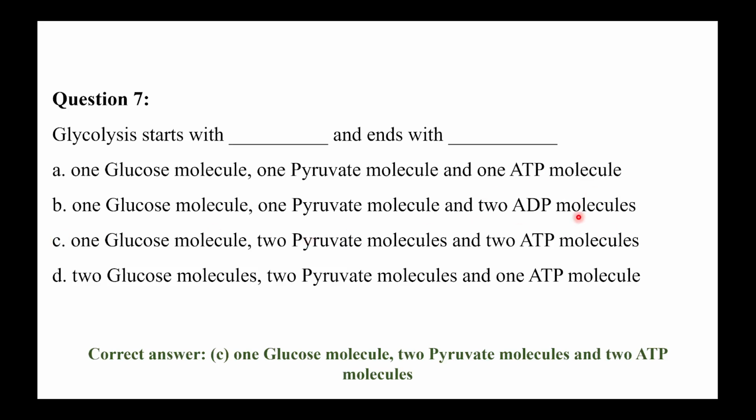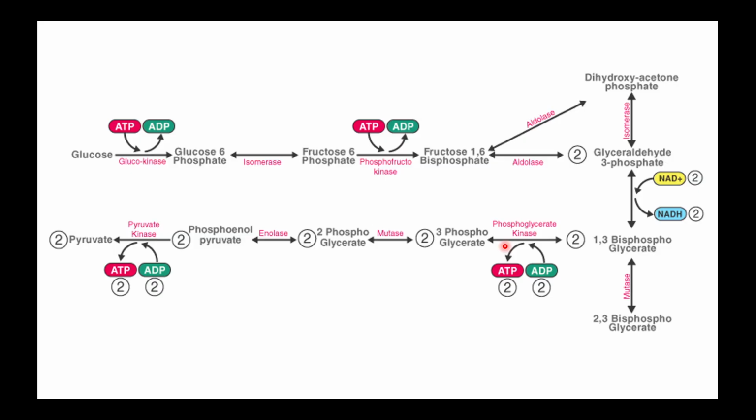Now the question is about the number of ATPs. So I told you there are two ATPs that are utilized in the two phosphorylation steps. One ATP is utilized in the first step where glucose is converted into glucose 6 phosphate. So ATP gives its phosphate to glucose to become glucose 6 phosphate, and the second ATP is utilized in the fructose 6 phosphate to fructose 1,6 bisphosphate step, where ATP gives its phosphate to fructose 6 phosphate to become fructose 1,6 bisphosphate. So 2 ATP are utilized here.